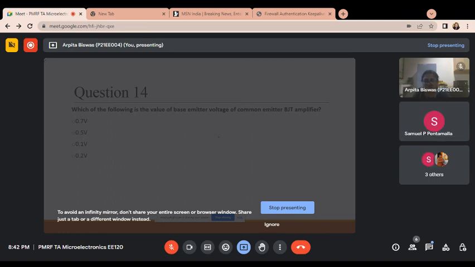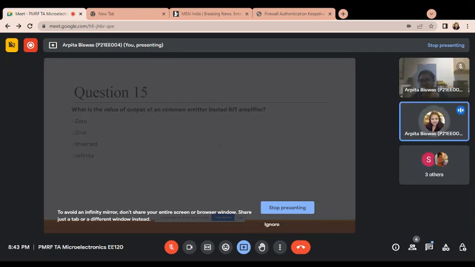And the next question is also very easy. I think in the last class we also discussed this question. Which of the following is the value of base emitter voltage for a common emitter BJT amplifier? 0.7, 0.5, 0.1 or 0.2. Samuel, what is the right answer? 0.7, yes, madam, 0.7. Good.